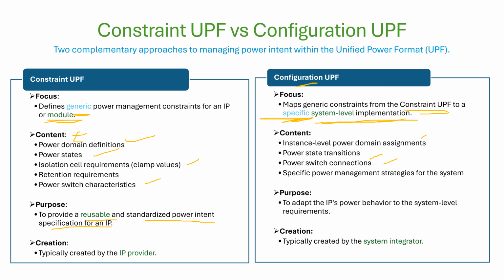Now, constraint UPF is typically created by the IP provider. The IP provider, maybe you are an IP designer, you create it. Whereas configuration UPF is typically created by the system integrator, like when all the individual blocks are integrated and the final integration simulations are done, right? Those guys will do it, the configuration UPF.